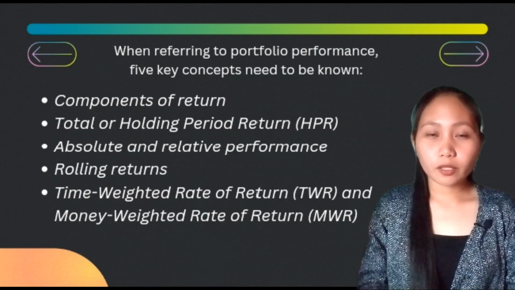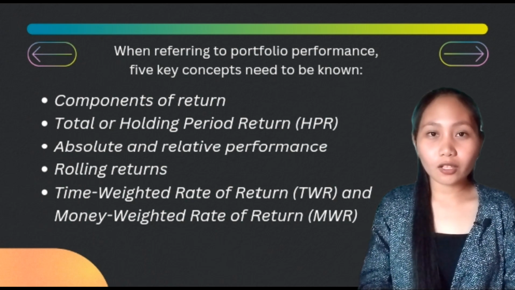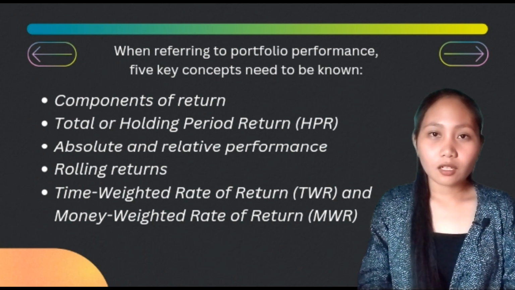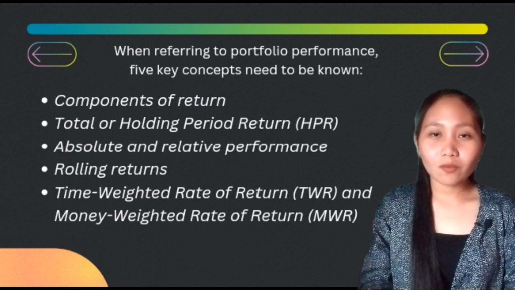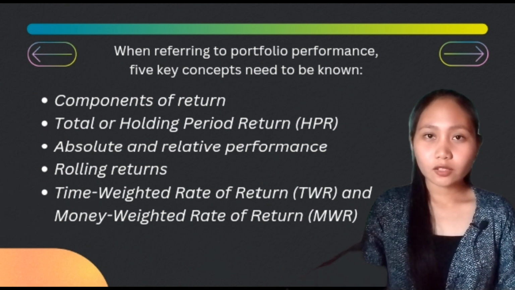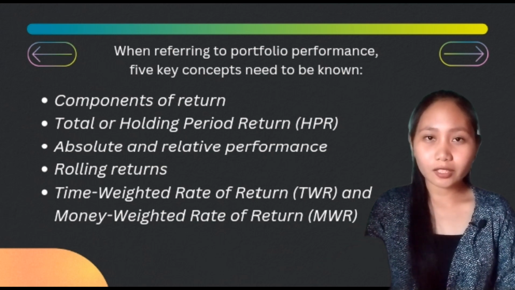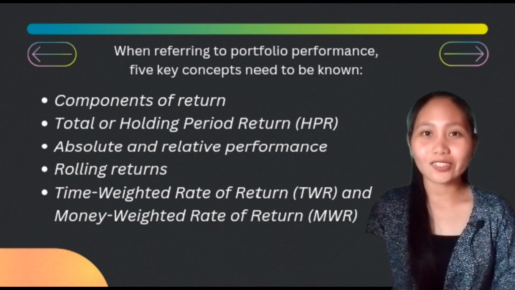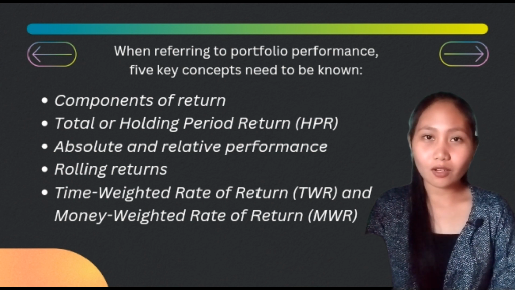When referring to portfolio performance, 5 key concepts need to be known. First, components of return. Second, total or holding period return or HPR. Total return is the most comprehensive measure of investment return, combining interest payments, dividends, and capital appreciation. Total return is also known as holding period return in many cases. This refers to the total return earned from an investment or an investment portfolio over the total period for which the assets or the portfolio was held by that investor.